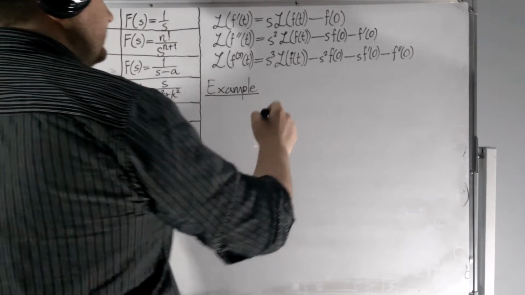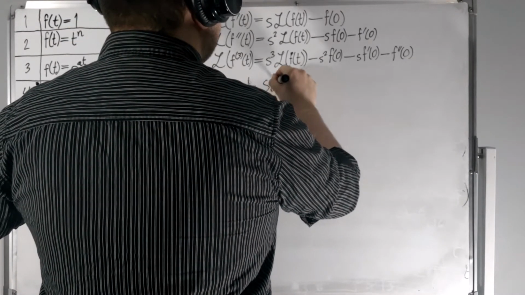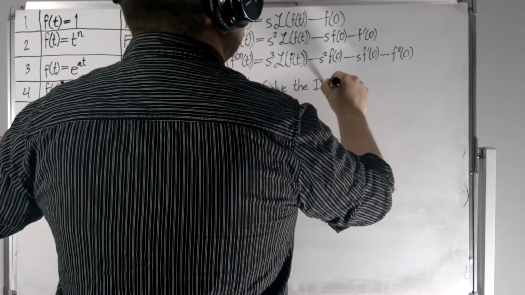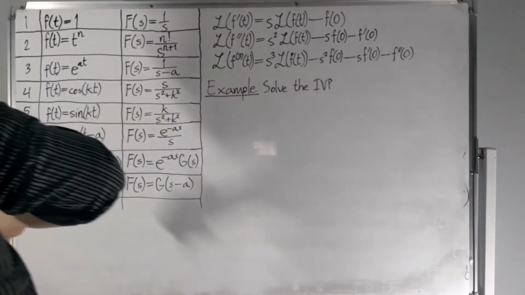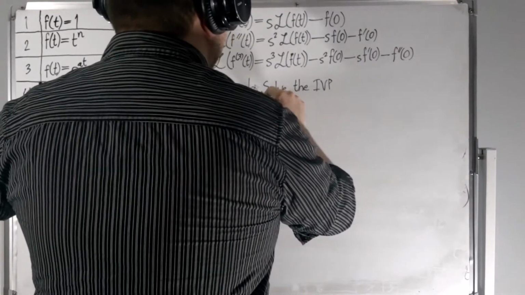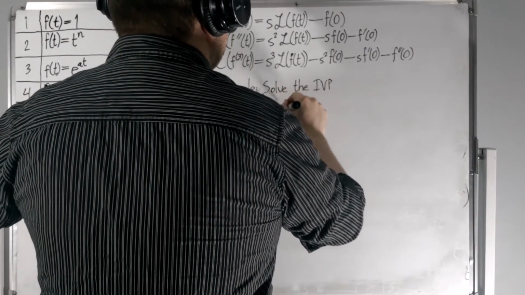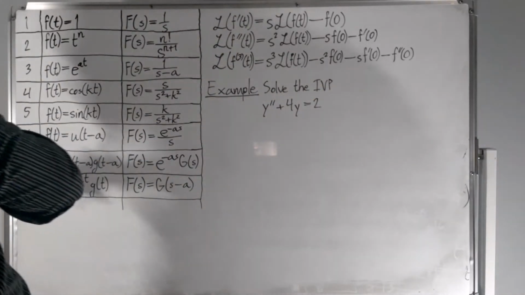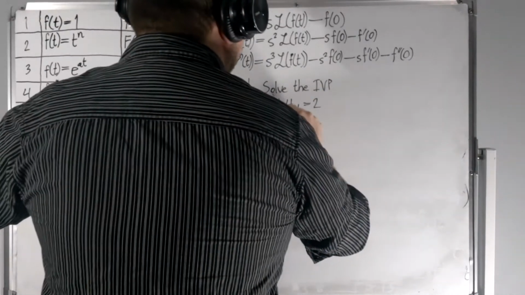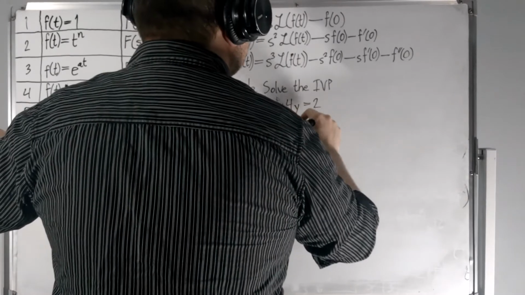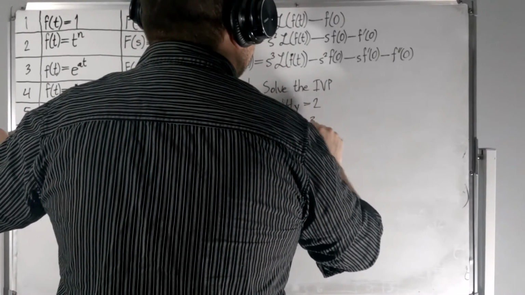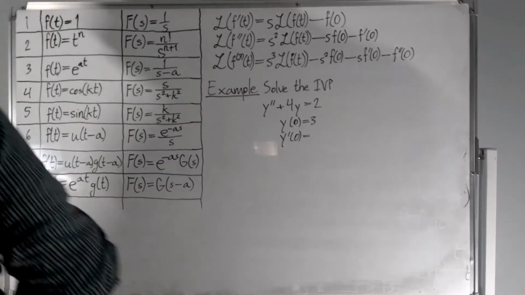What I want to do is solve the initial value problem, y'' + 4y = 2, with y(0) = 3 and y'(0) = -1.